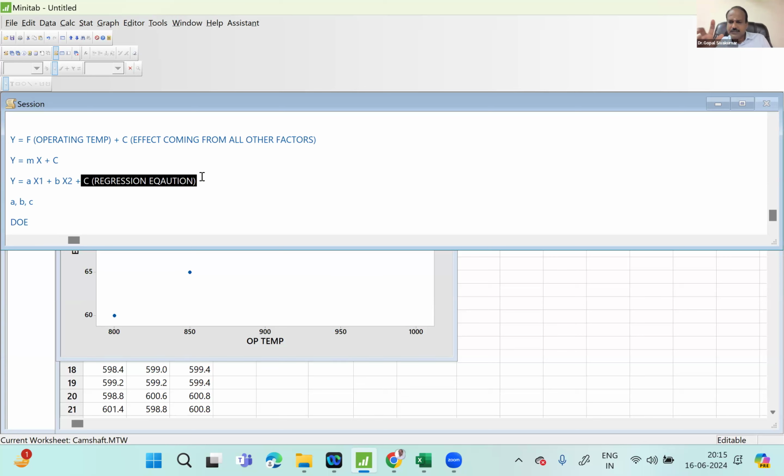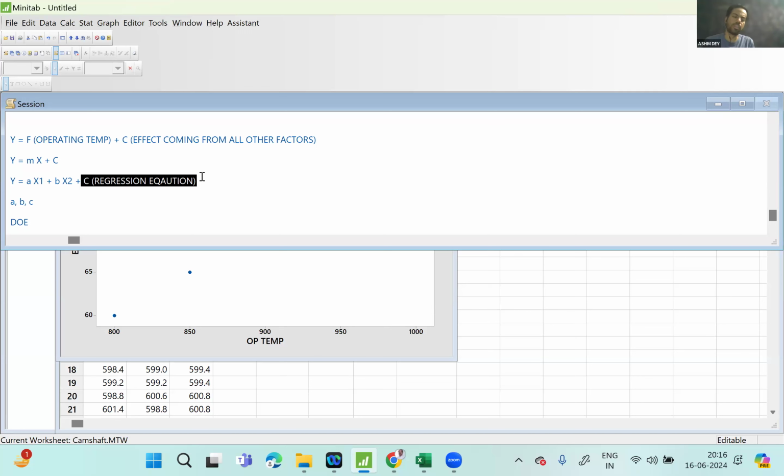So only the factors for which you have a range of operation, right? If the value is in a range, then those are the challenging factors. Operating temperature is 800 to 850. Why do you have a range? Why are you not setting a single value? Why are you not setting 825? It is difficult for you to run the boiler always at 825, isn't it? So that is a significant factor. That is a critical factor that will be part of your regression equation.